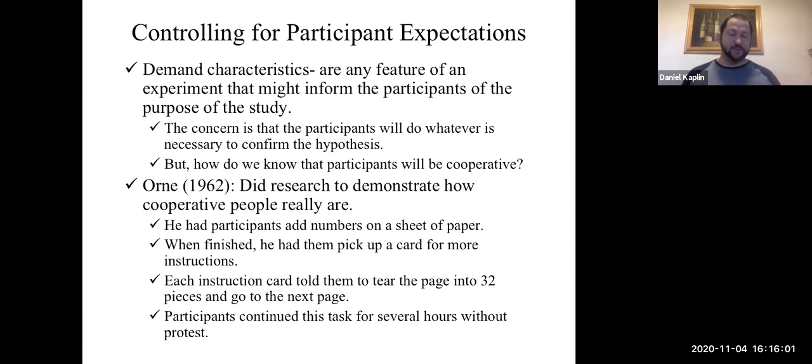So you do that next page with 15 easy math problems of addition. And at the bottom, it says, go up to the front of the room and pick up a card. And what does the card say again? Fold it up and tear it into 32 pieces and take another page.